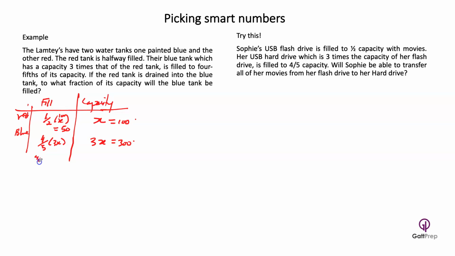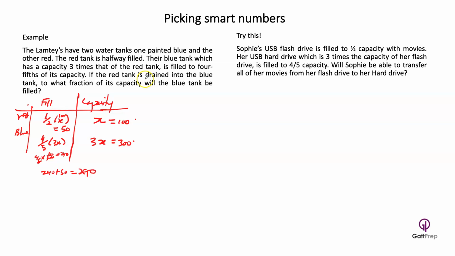You have 4/5 times 300. The 5 will cancel, giving 60, and 6 times 4, so you have 240. Now if we drain the water in the red tank into the blue tank, you have 240 plus 50, which is what? 290.